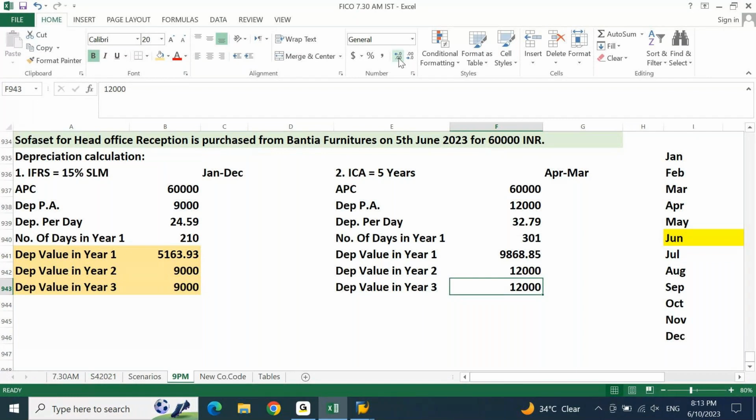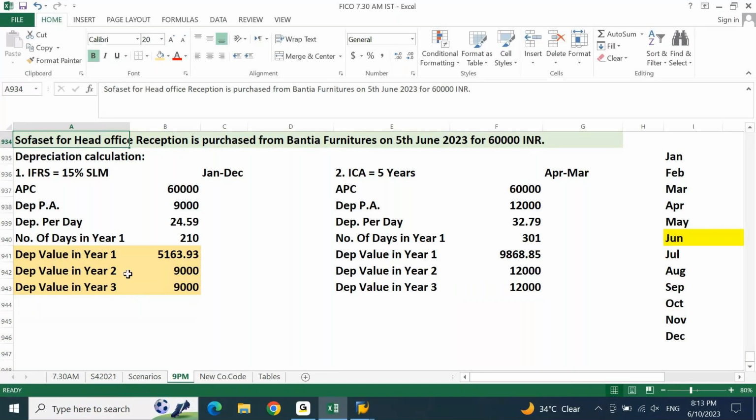Now this one we are going to consider as a test case or test script or your business requirement for creating remaining configuration of asset accounting. Now when you complete your asset accounting, when you create the asset master, you need to ensure that you are creating the asset master with the name of sofa set for head office reception.